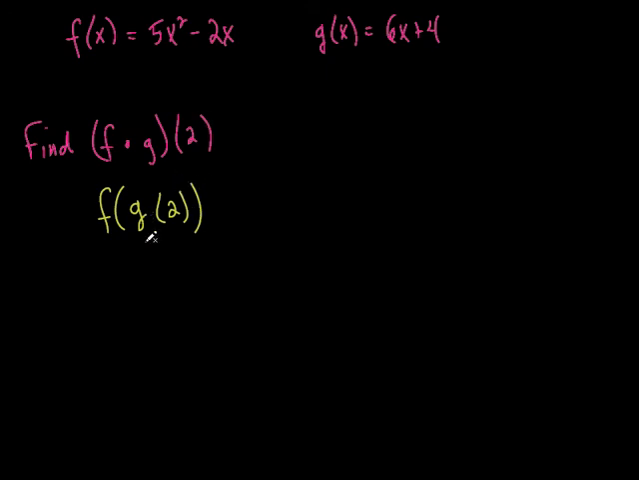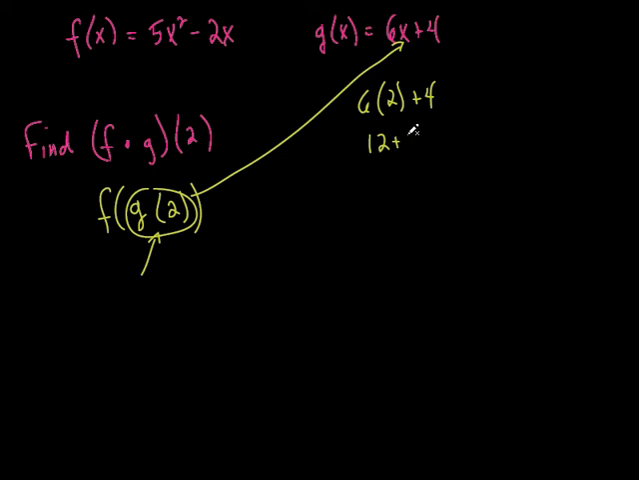Well, what does that mean? First of all, what do we have to do? You've got to put the 2 in for the x in which function first? Into the g function, okay? Because it says g of 2. We work from the inside out. So you do the g function first, and then you take that answer and plug it into the f function. So you're not putting a 2 in both places. Everybody see that? You're putting a 2 into the g function right there. So it's 6 times 2 plus 4. That's 12 plus 4, and that's 16. That's g of 2.